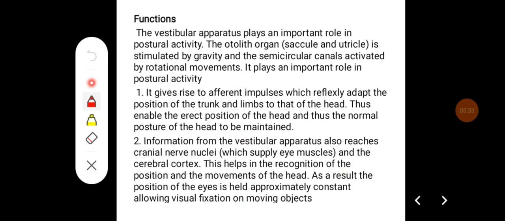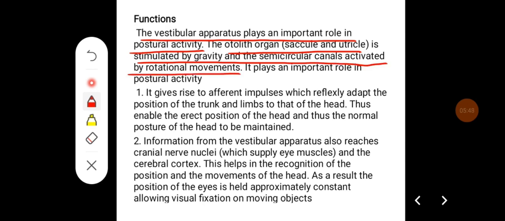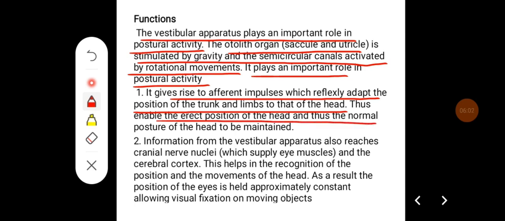Functions of vestibular apparatus. Vestibular apparatus plays an important role in postural activity. The otolith organs, saccule and utricle, are stimulated by gravity, and semicircular canals are activated by rotational movements. It gives rise to afferent impulses which reflexly adapt the position of the trunk and limbs to that of the head, thus enabling the erect position of the head and the normal posture of the head to be maintained.